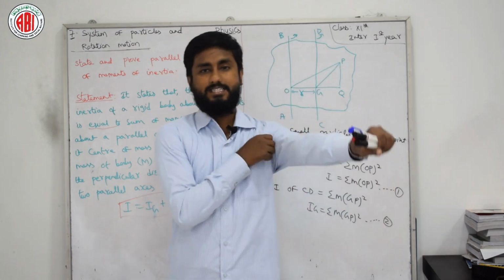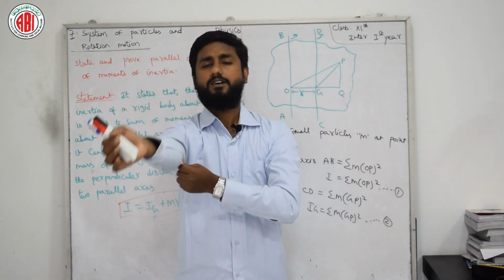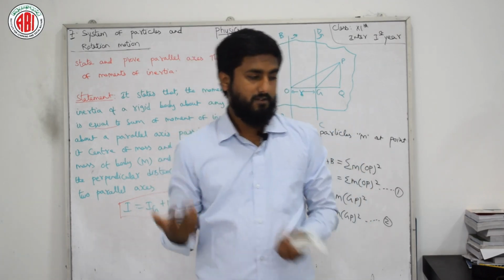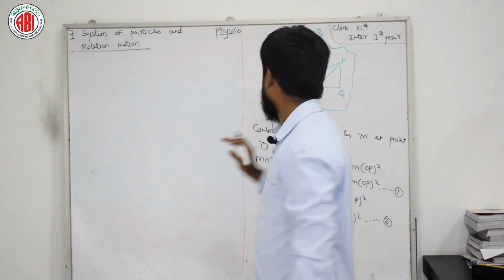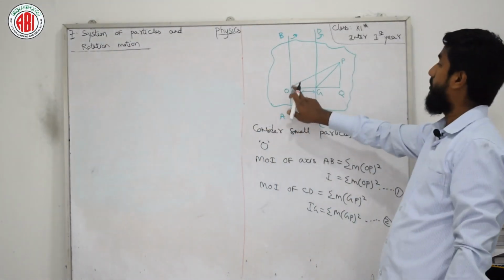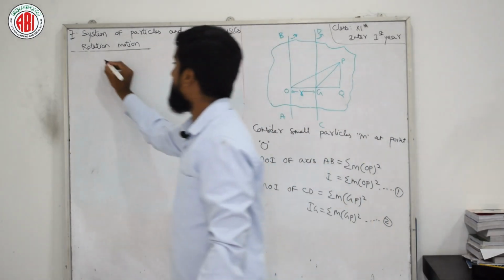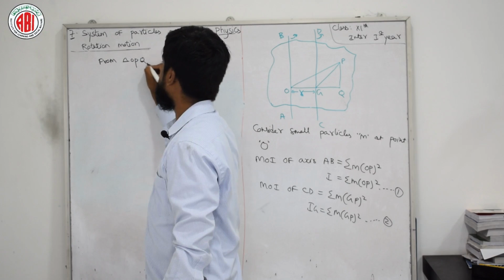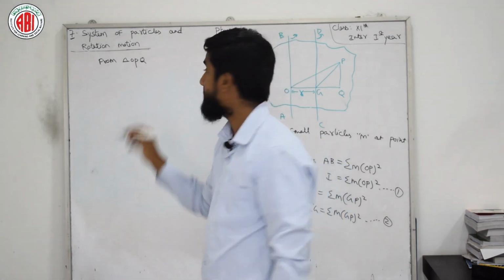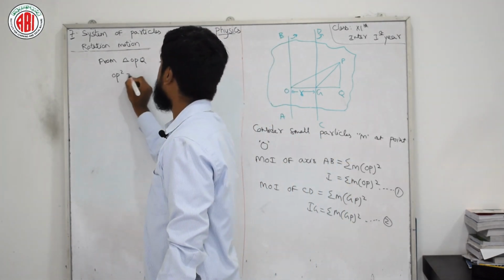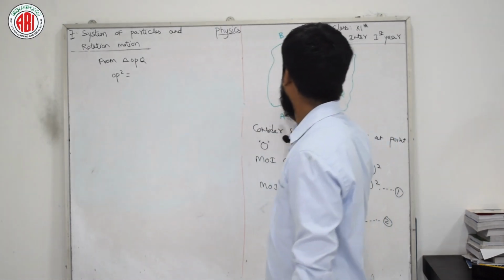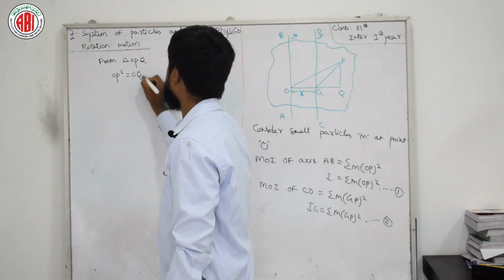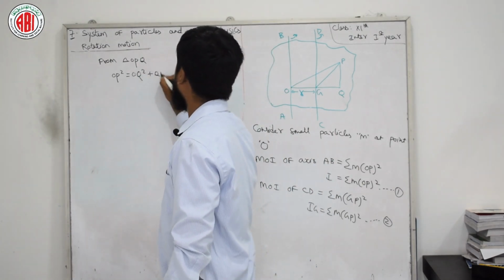Now I am continuing the same thing. Once I have done with this theorem, I am going to place it on your screen. Next, we need to take this triangle completely, OPQ. So I am taking triangle OPQ. Now what is OP square? From the hypotenuse theorem, OP square is OQ square plus QP square.